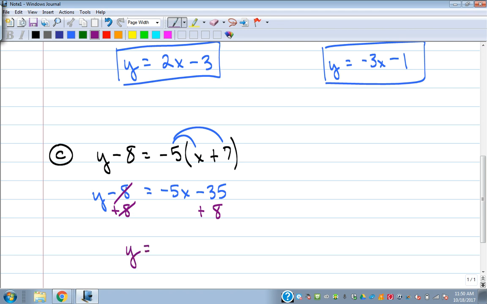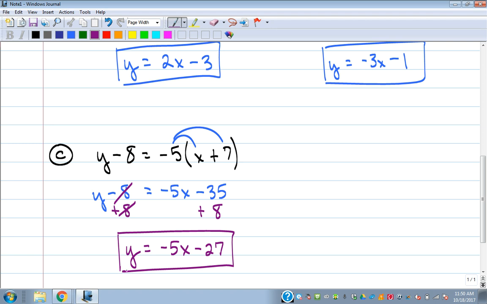That's y by itself. -5x doesn't change. What's -35 plus 8? -27. And there we have slope-intercept form for that.